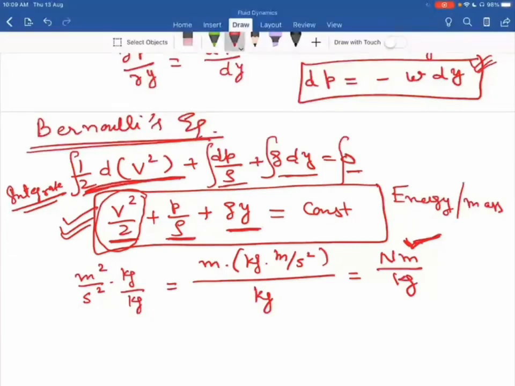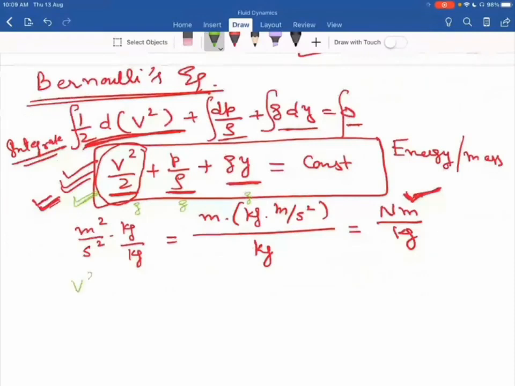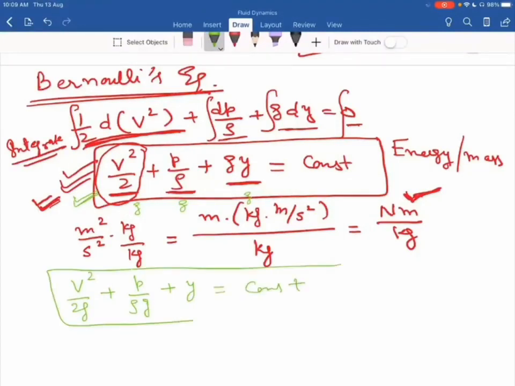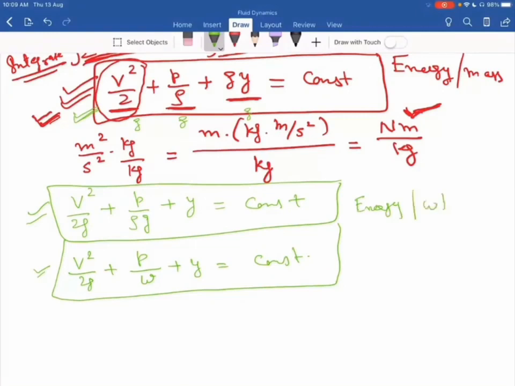Now if I divide all the terms in this equation by g, I can write the Bernoulli's equation again as v²/2g + p/ρg + y = constant. Or you can also write it as v²/2g + p/w + y = constant, where ρg is w, the specific weight. So in these two equations, each term represents energy per unit weight.